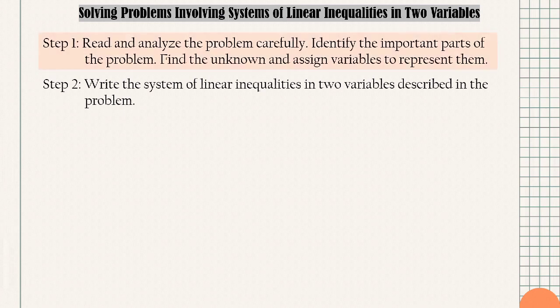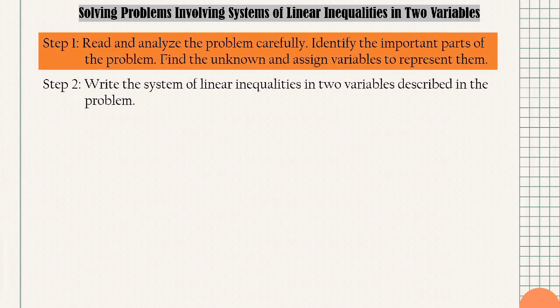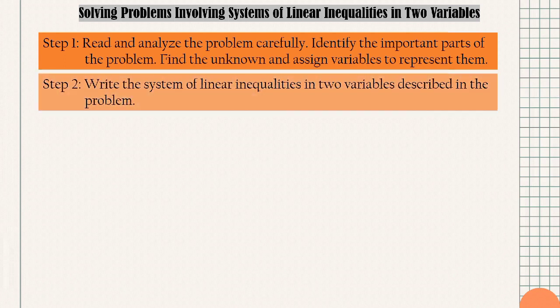Step 1. Read and analyze the problem carefully. Identify the important parts of the problem. Find the unknown and assign variables to represent them. Step 2. Write the system of linear inequalities in two variables described in the problem.